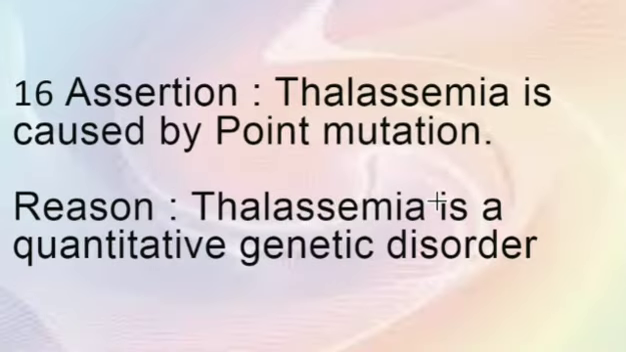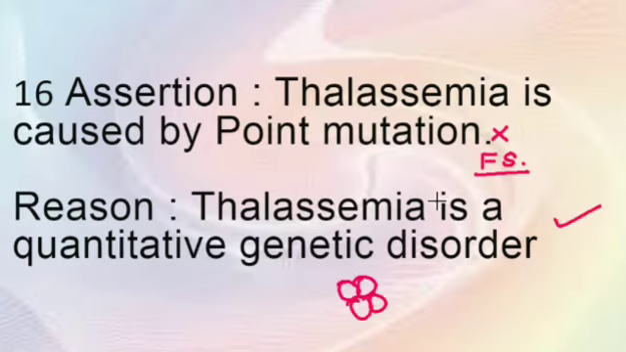Thalassemia is caused by point mutation. No, thalassemia is caused by frameshift mutation. Thalassemia is a quantitative genetic disorder. Yes, it depends upon the amount of globin chains produced in hemoglobin. So this is correct, this is wrong. So the assertion is false, the reason is true. Again option D. Sickle cell anemia is caused by point mutation and it is a qualitative genetic disorder. That's the difference between thalassemia and sickle cell anemia.